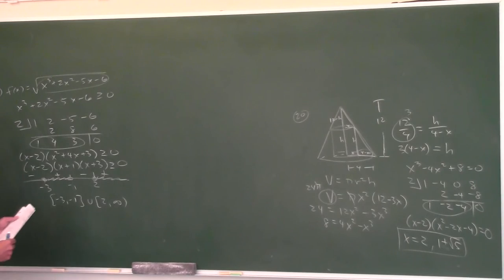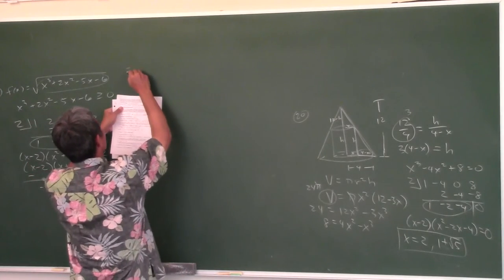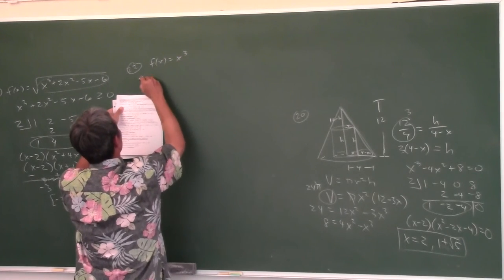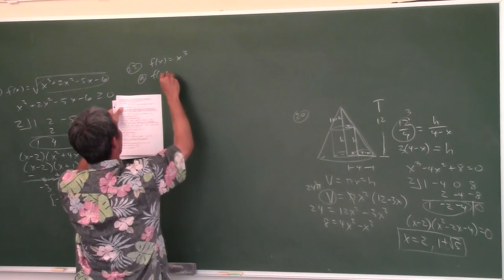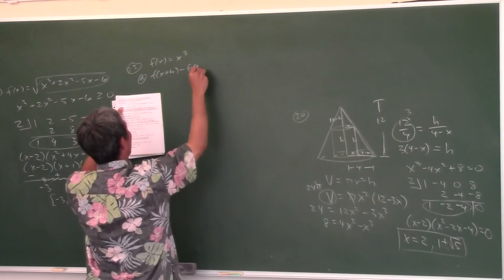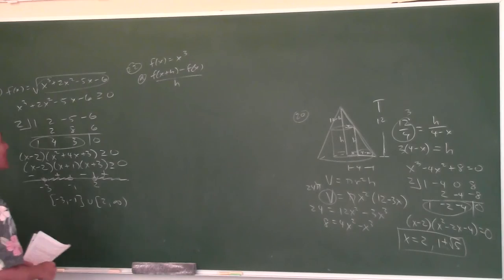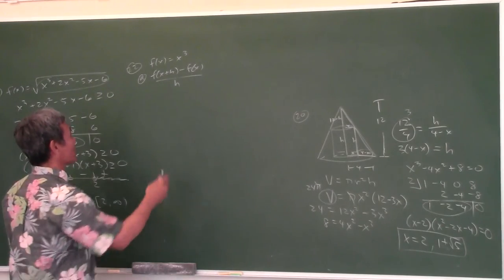All right, 22. Ooh, I see a difference quotient. f of x is equal to x cubed. Part A, compute the difference quotient. And remember I told you all of calculus is based on this expression right there. So you got to learn how to form the difference quotient.